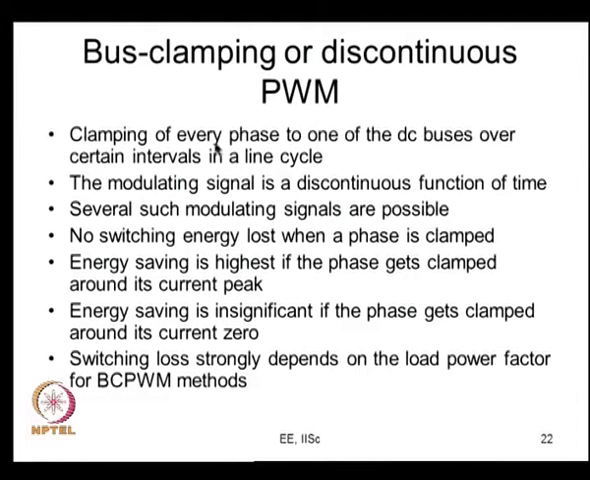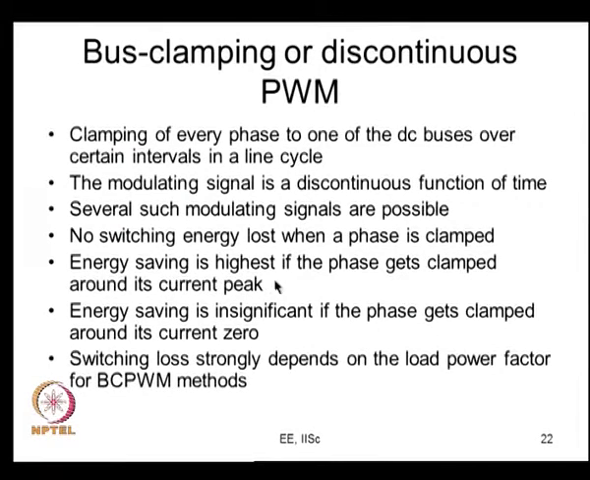So, these modulating signals result in clamping over different durations. No switching energy is lost when a phase is clamped, obviously, because if it does not switch, where is the switching energy loss? Nothing. So, there is a certain amount of energy saved. Now, there is conduction loss, but there is no switching loss when it is clamped. So, how much energy is saved on account of this by not switching?